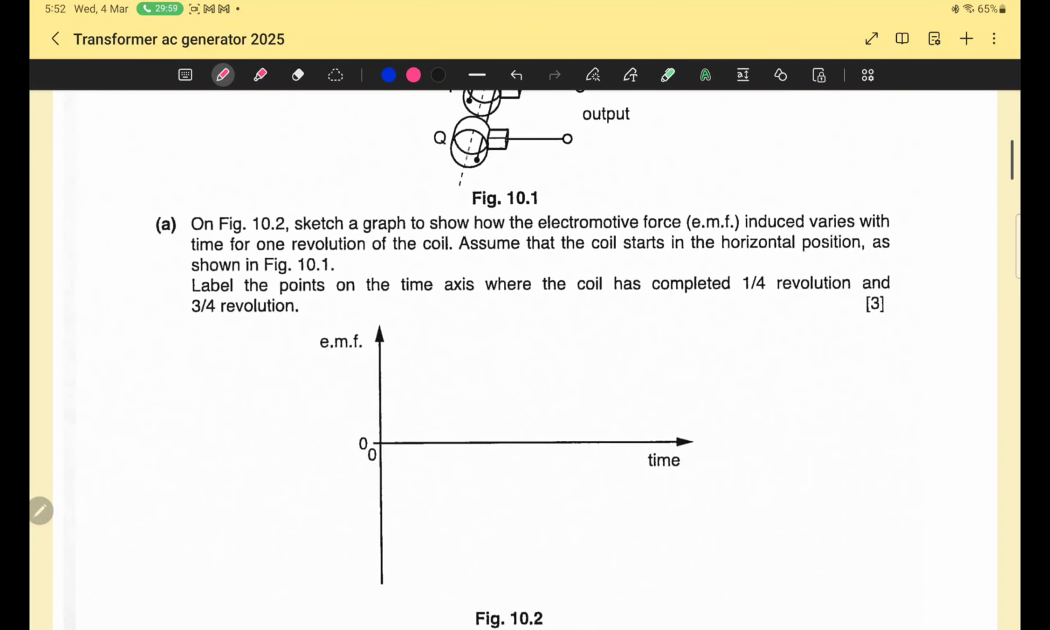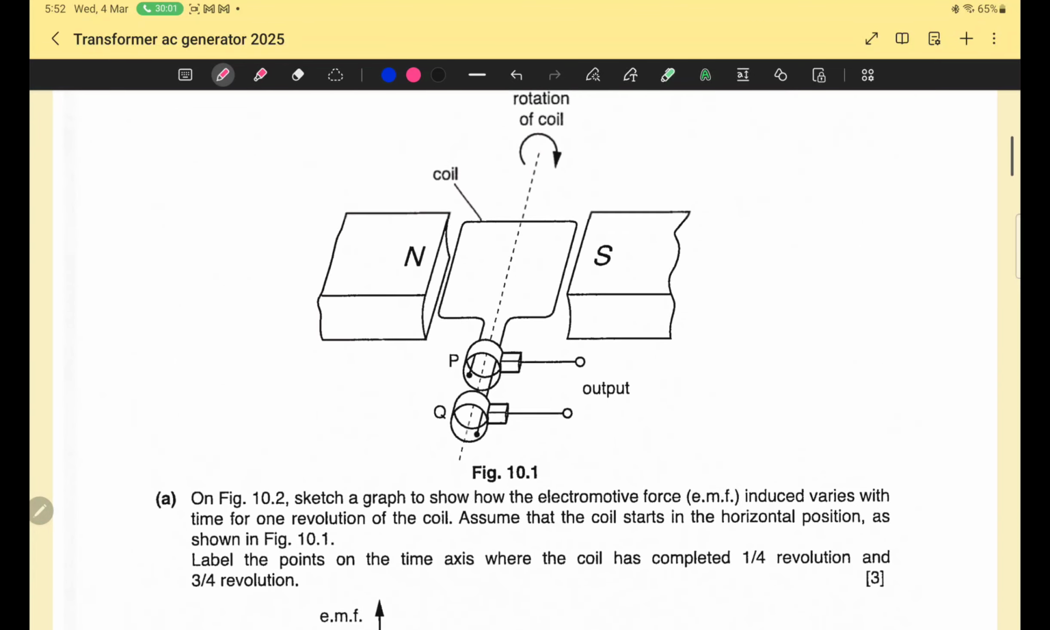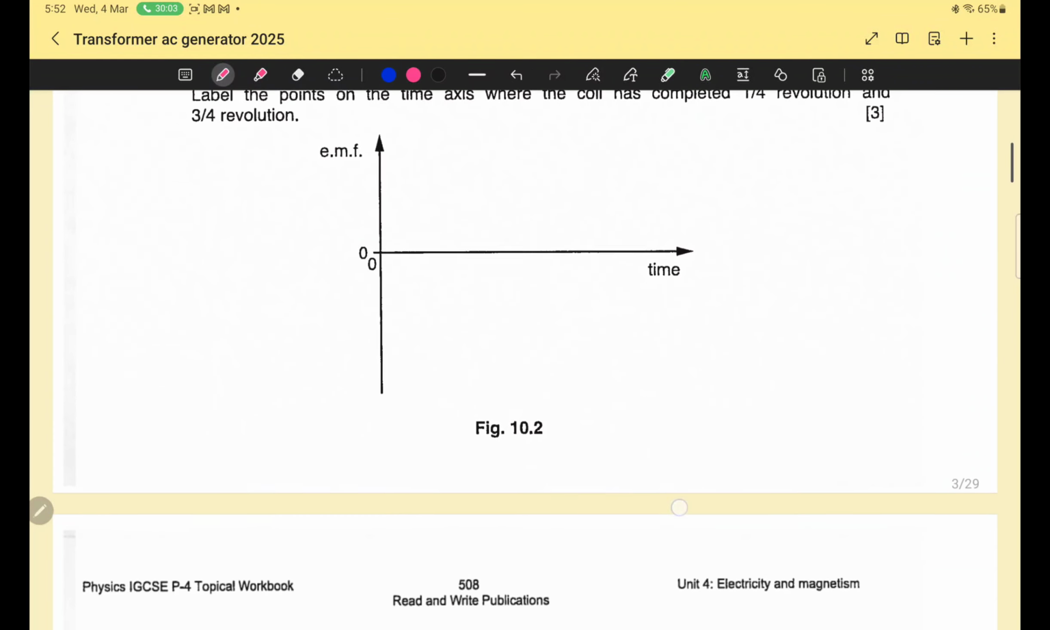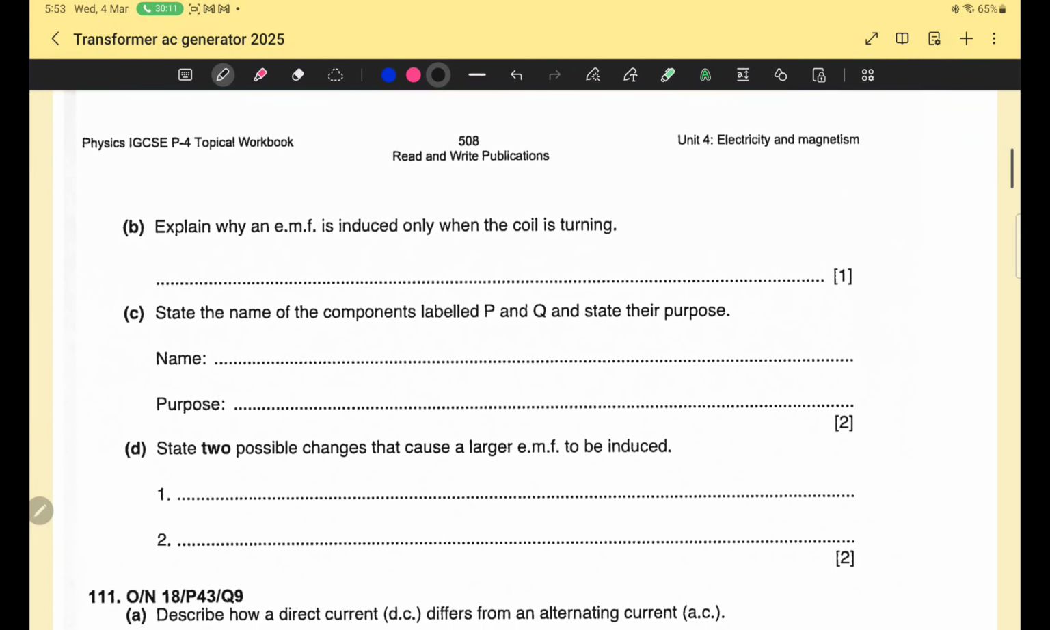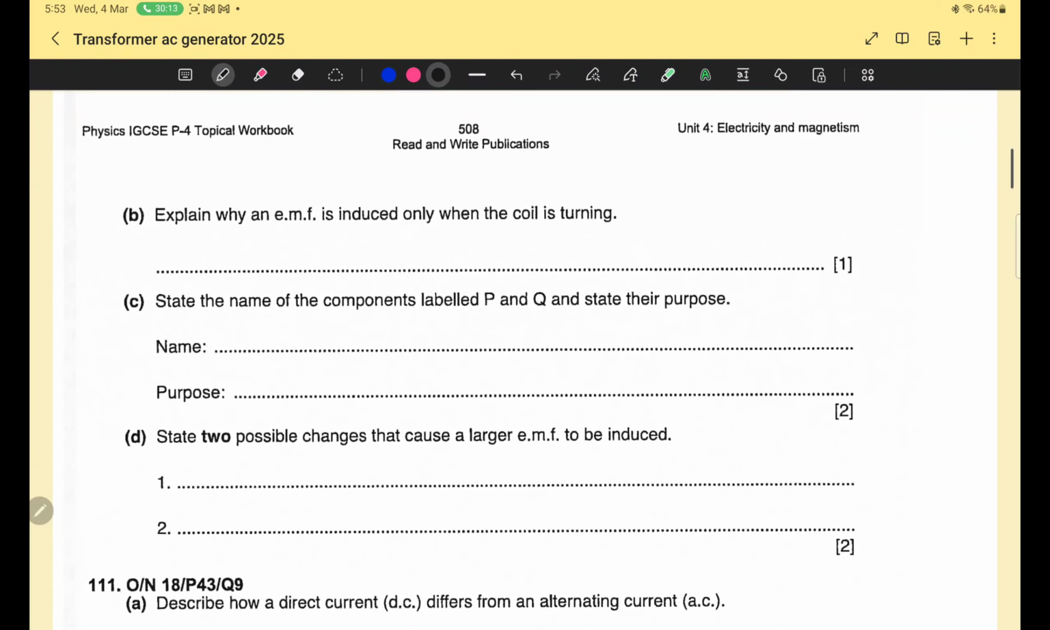And now this is the third question, but I think it is the same type of question, so we should not solve it again. They are asking to draw the graph. Simply, you have to draw the graph. And they are asking why EMF is produced, which we have studied. Now the next question: state the names of the components labeled P and Q and state their purpose.